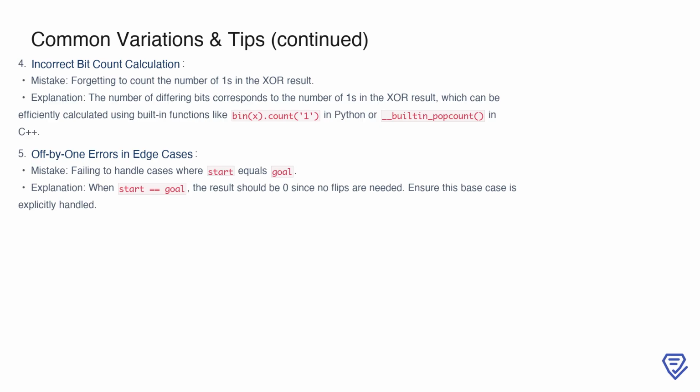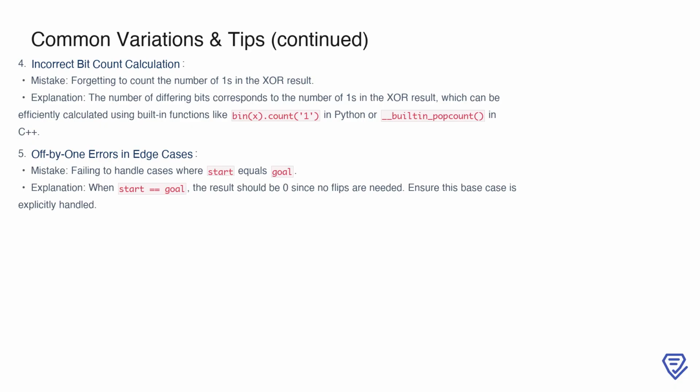Another area where mistakes often occur is in calculating the number of differing bits. After performing the XOR operation, the result tells you which bits are different, but the number of differing bits corresponds to the number of ones in the XOR result. Forgetting to count these ones, or doing so inefficiently, can lead to problems. Fortunately, most programming languages offer built-in functions like bin(x).count('1') in Python or __builtin_popcount in C++ to make this step simple and efficient.